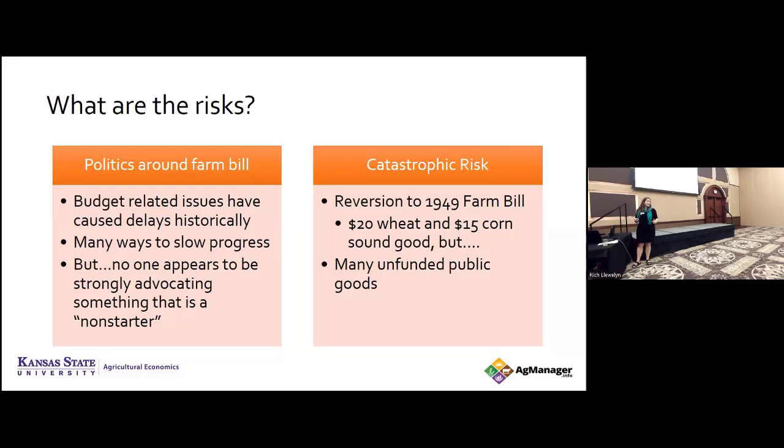But if we do not pass an extension, or it would take too long to pass an extension, the permanent Farm Bill is 1949. So that goes back to parity pricing. You're looking at something like $20 wheat, $15 corn, where anybody can make money, at least in the short term. So it could economically have a lot of unintended consequences. Also, we talked about sort of the 1%. There's a lot of public goods that are funded through the Farm Bill. They're not necessarily a huge part of the Farm Bill, but if they're not funded, it could be pretty disruptive.